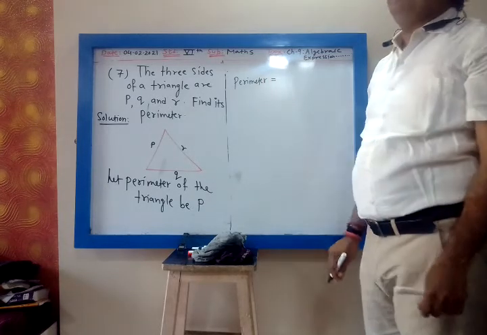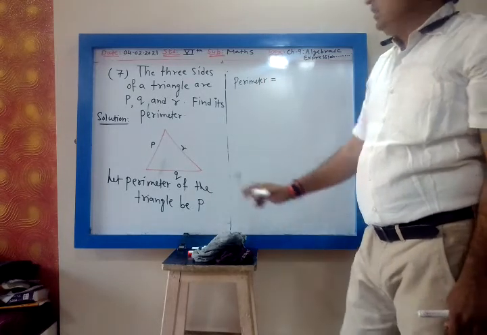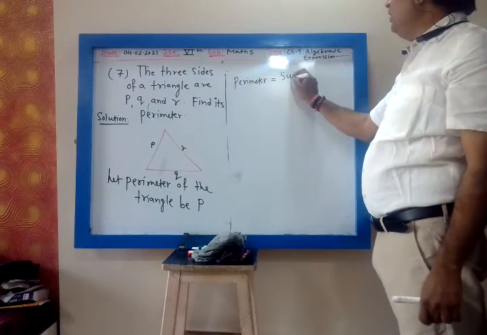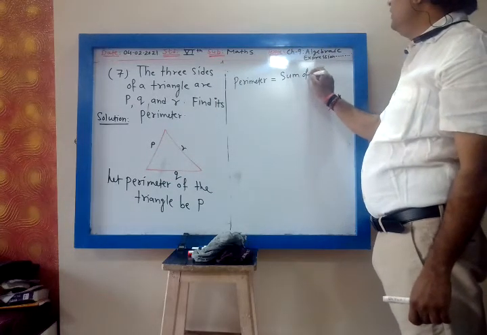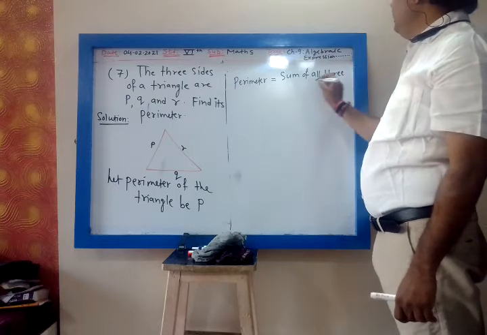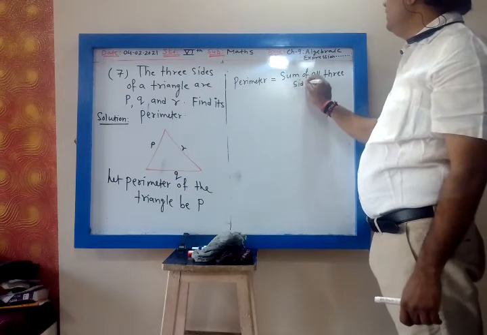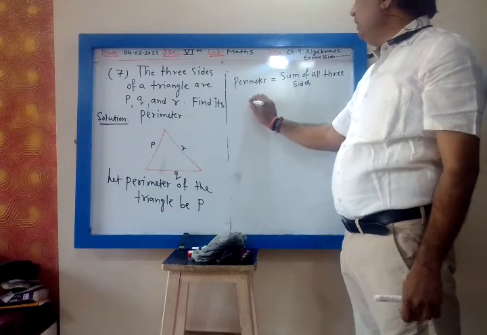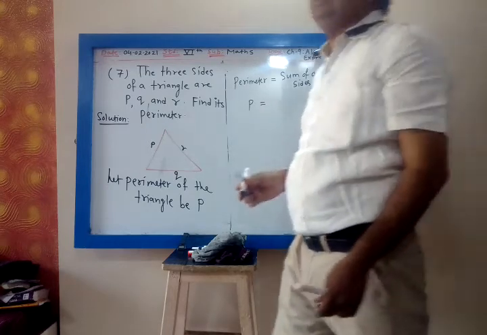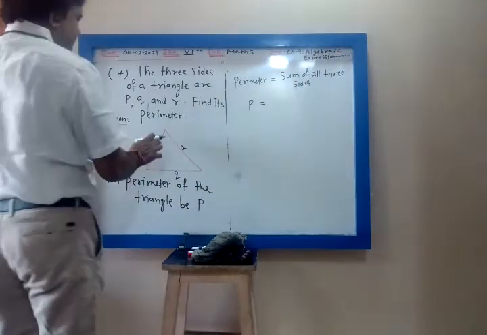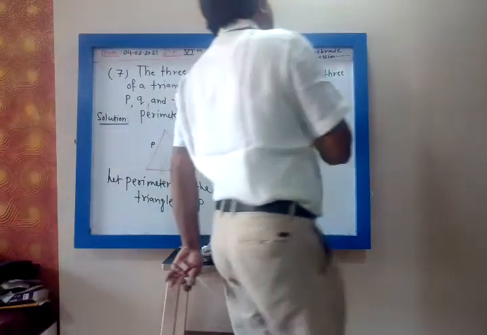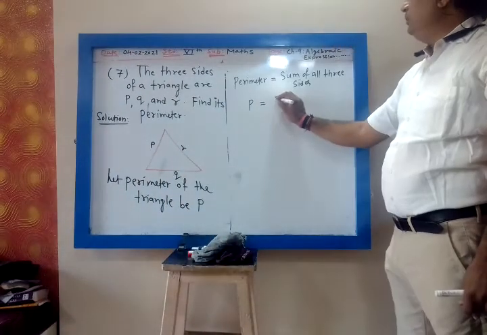What is the formula for perimeter of a triangle? Sum of all the three sides. You have to add all the three sides, you will get the perimeter. So perimeter P is the sum of all the three sides. What is the first side? What is the length of the first side? P.